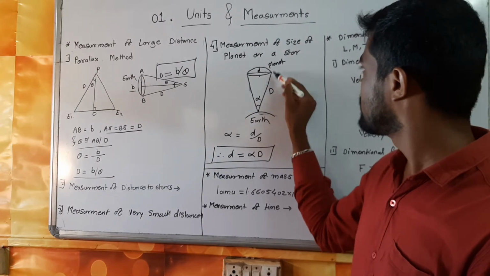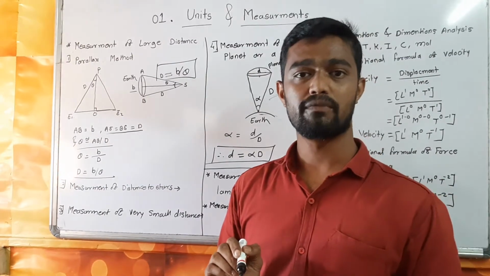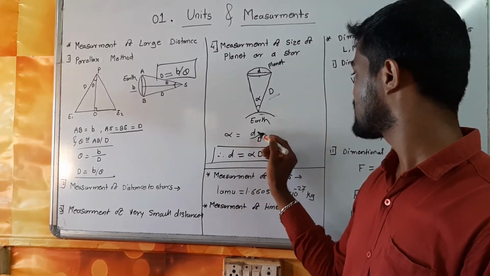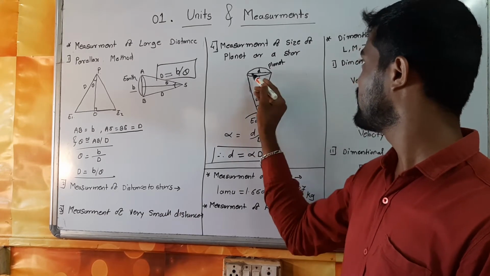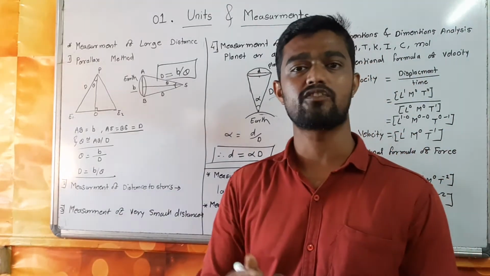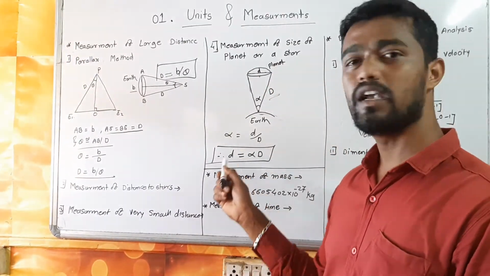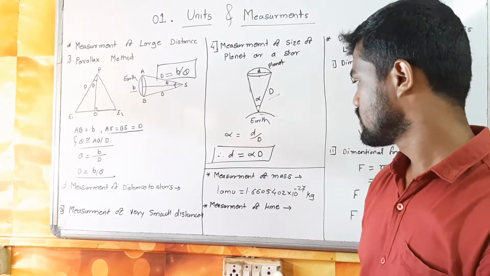The distance from Earth to the planet is defined as capital D, and alpha is the angle between the two points. So alpha is equal to the opposite side upon the hypotenuse, that is, d upon D. So when you find the size of a planet or star, the equation is small d is equal to alpha D.